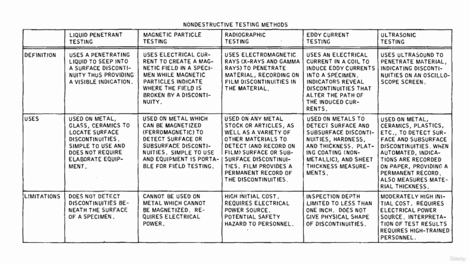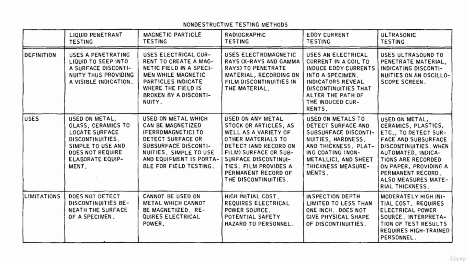For the 5 methods other than visual, I pulled this out of a military manual, and you can see they're explaining the non-destructive test methods, and we've got a definition of what it is, uses, and then the limitations. All of these have limitations, and we'll get into that in a little bit. The 5 processes, liquid penetrant testing. It uses a penetrating liquid to seep into a surface discontinuity, thus providing visible indication. You can use it on metal, glass, ceramics, other materials. It's simple. We don't need a lot of equipment. And the limitations: we can't find anything beneath the surface.